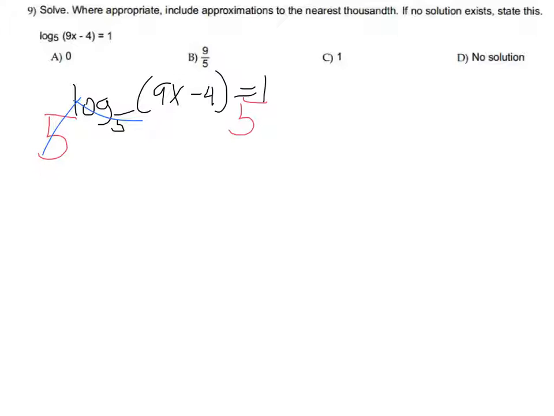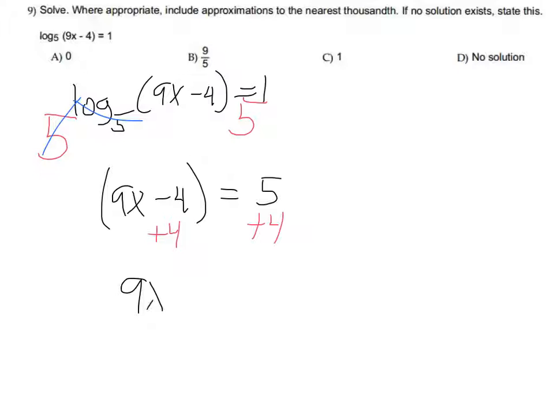That cancels out, they're inverse functions, so they undo each other. That gets rid of the log, leaving us 9x minus 4 equals, and 5 to the 1 is just 5. That's how you get rid of a log, with a base. The same base of the log is what you use as the base on both sides. We can now solve for x. This is a much simpler problem. 9x equals 9, x equals 1, and we move on.